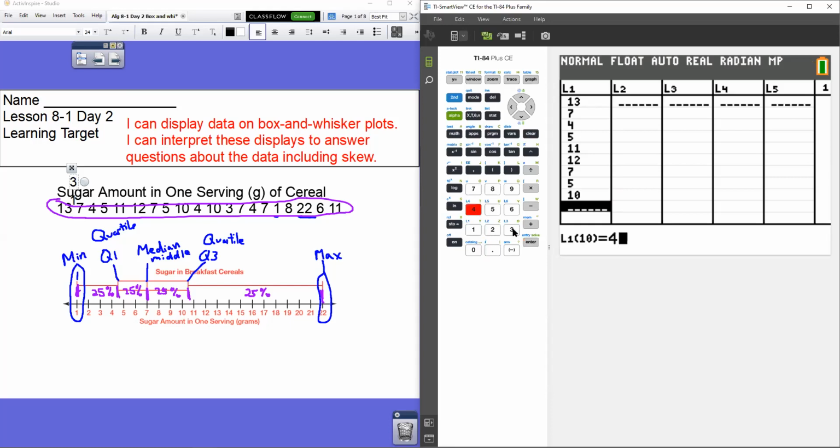10, and 4, and 10, and 3, and 7, and 4, and 7, and 1, and 8, 22, 6, and 11. Now, notice how it says L1 and then inside parentheses 20. Remember that I counted that there are 20 values there, so I know that I did not miss one. If you screw up even with one number in your list of numbers, it will massively screw up, all right?